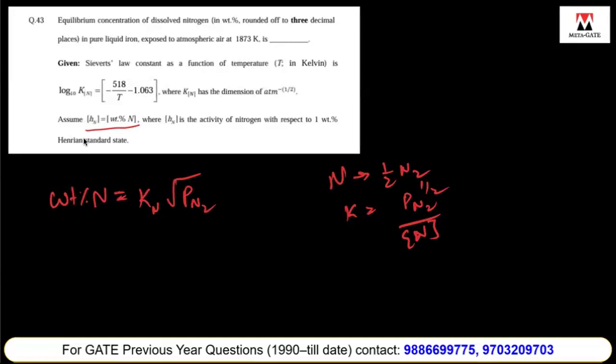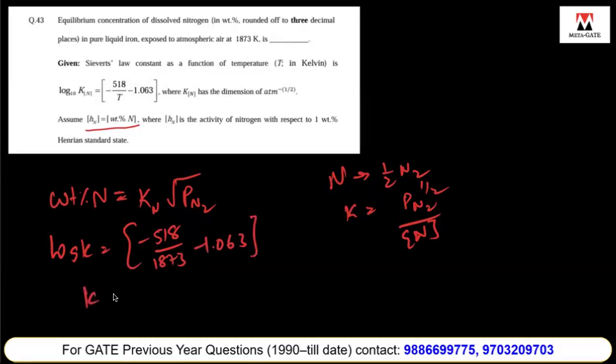And now Kn can be given as log Kn equal to minus 518 by 1873 minus 1.063. So here to calculate, K is equal to 0.0457.